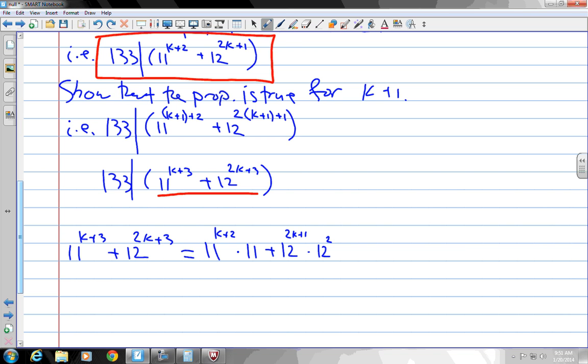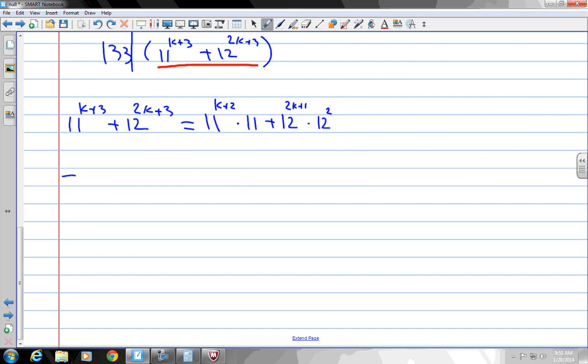All right. So this is where I'm at. Let me write it like this. So it's 11 to the power k plus 2 times 11, plus 12 squared, which is 144, times 12 to the power 2k plus 1. Okay? Because 12 squared is 144. And now I'm going to do something very sneaky. Something sneaky, sneaky, sneaky.